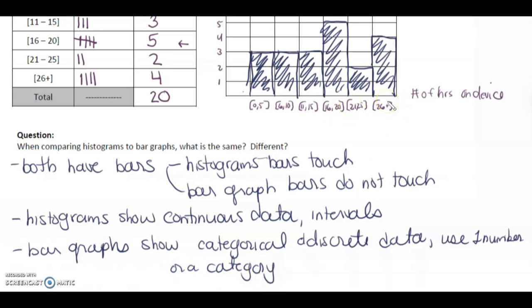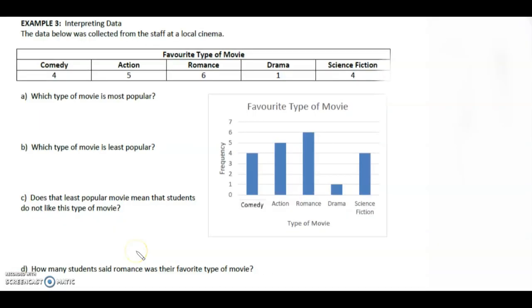Along the x-axis. Example 3, interpreting data. The data below was collected from the staff at a local cinema. Okay, so these are people who work at the movie theater. Favorite type of movie. So they interviewed people and asked if their favorite type of movie was comedy, action, romance, drama, or science fiction.